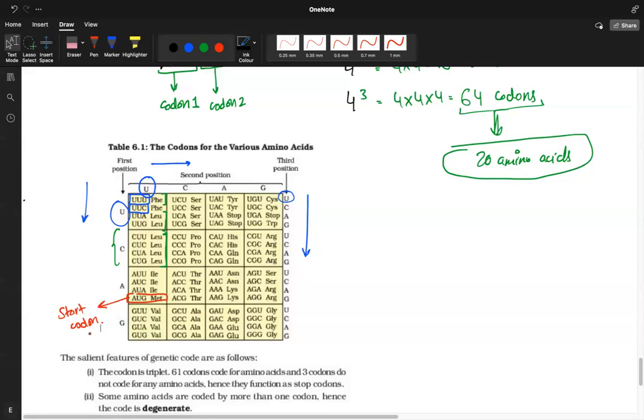And you will see there are 3 codons here: UAA, UAG, and UGA. It's written stop in front of these 3, right? These 3 codons are called stop codons, and they do not code for any amino acid. UAA, UAG, and UGA. Okay.